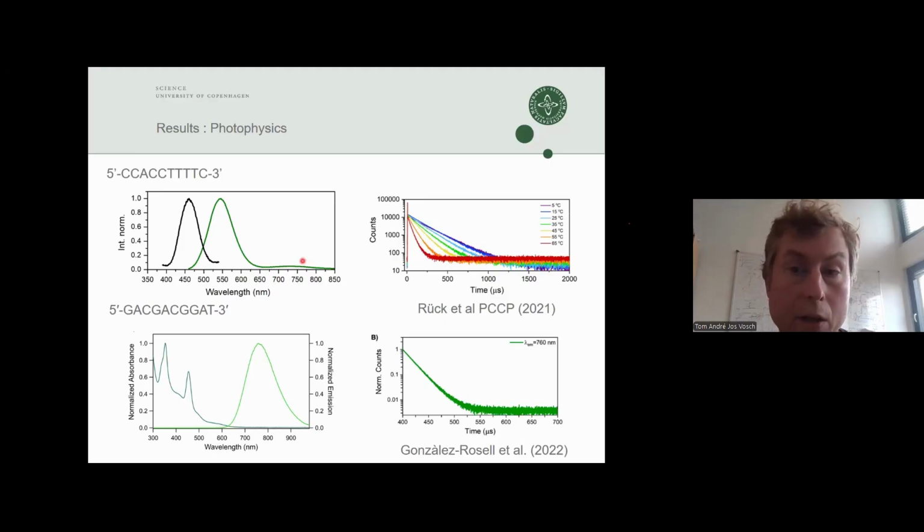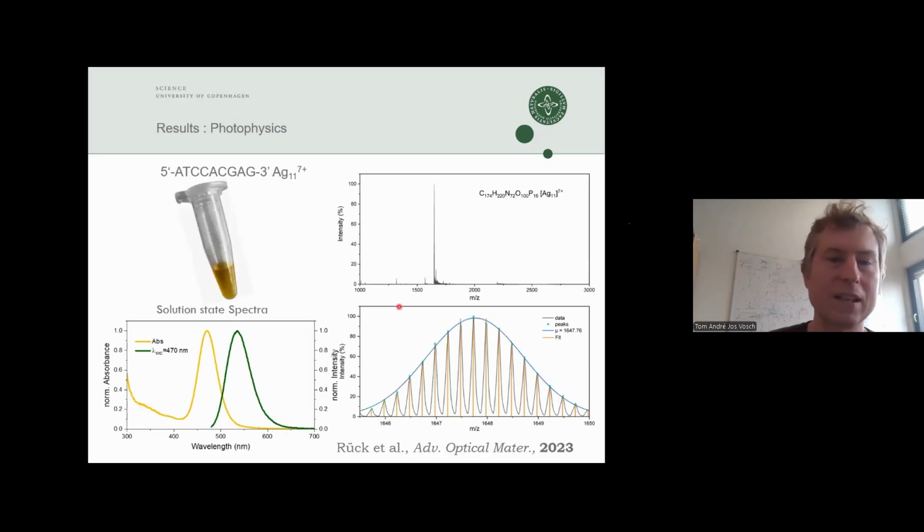And there are also other clusters. So in 2022, the group of Stacy Cobb showed that there is also clusters that have only microsecond lived emission. And it turns out they also have usually a very differently looking absorption spectrum. Okay, let's continue.